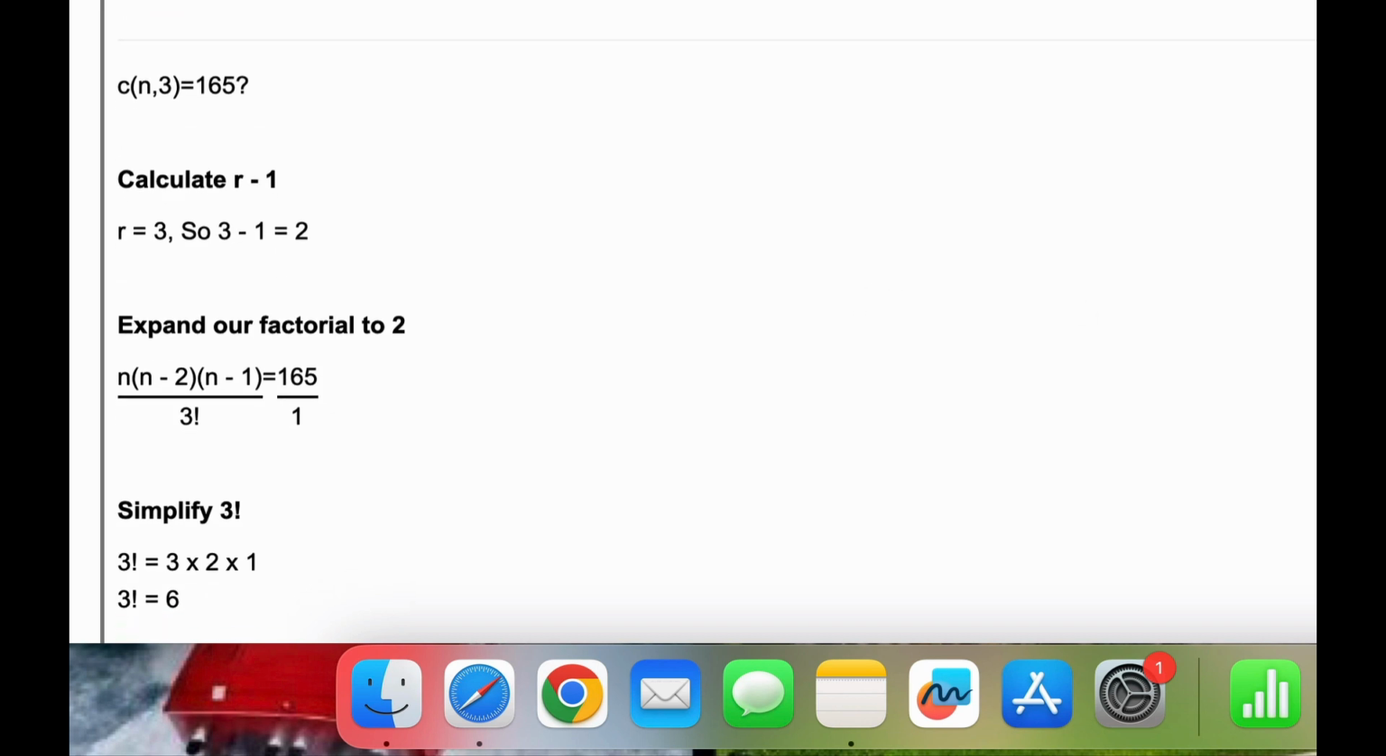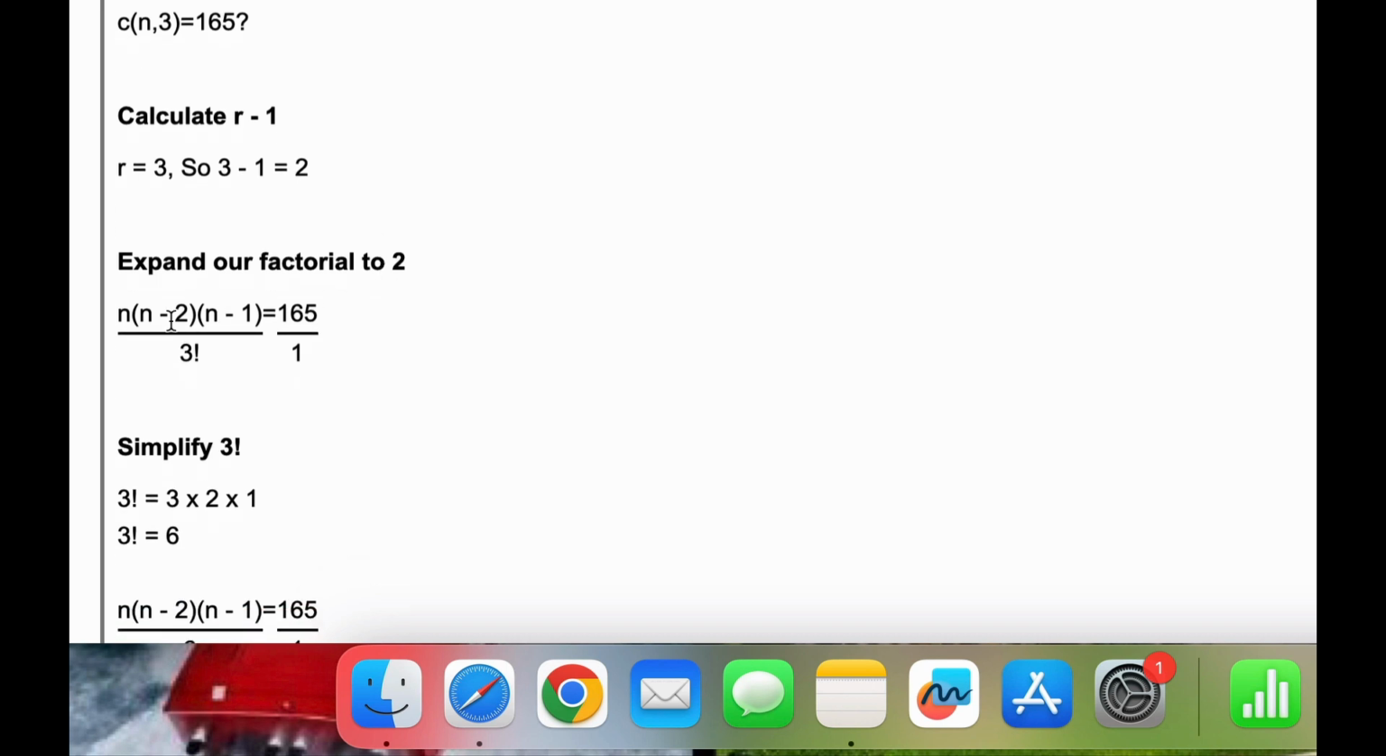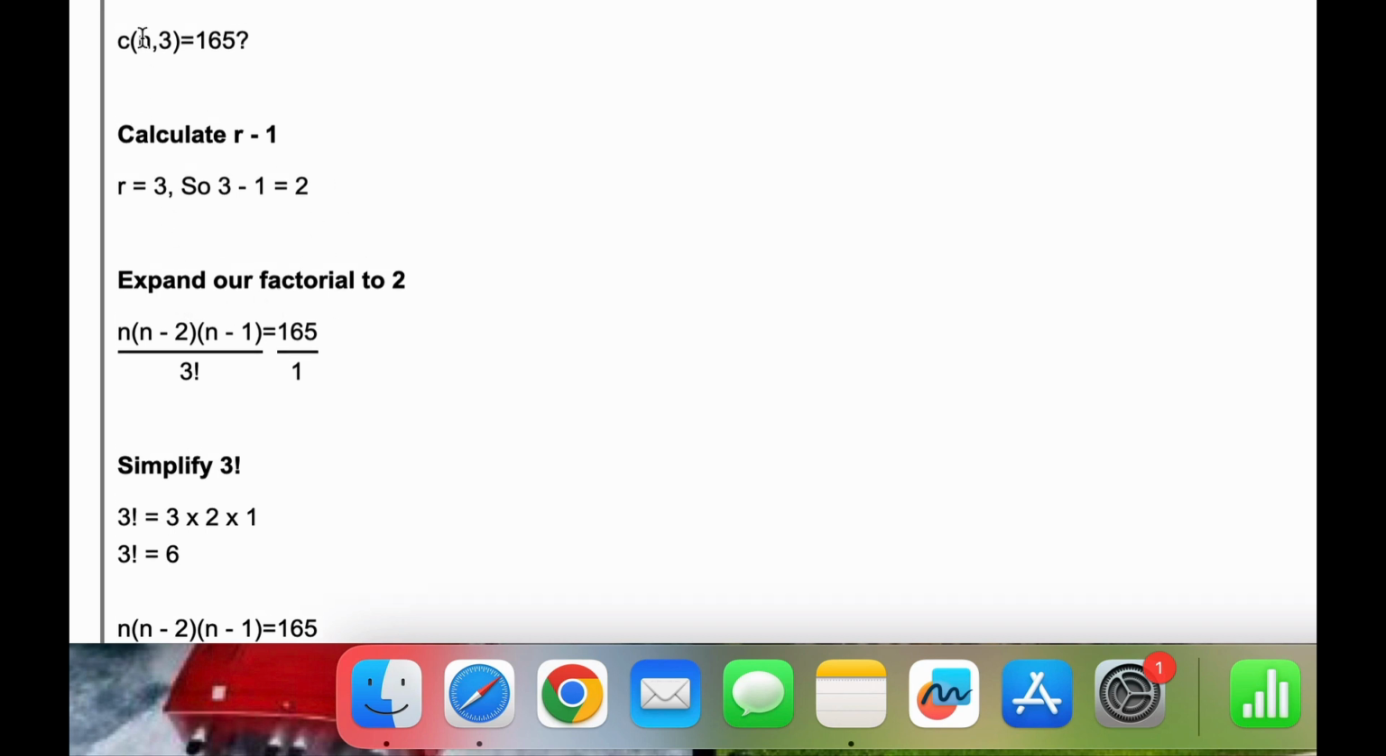The first thing we want to do is calculate r minus 1. In this problem, r is 3, so 3 minus 1 is 2. We take this relationship here. So we start at n and we multiply all the way n minus 1, n minus 2. We're going to have 2 more terms besides n. So if we count n as our first term, we want 2 more terms decreasing by 1. We divide that by r factorial, which in this case is 3 factorial, and we set this equal to 165, which is our combination answer, and I just put it over 1, so we have a nice clean proportion.